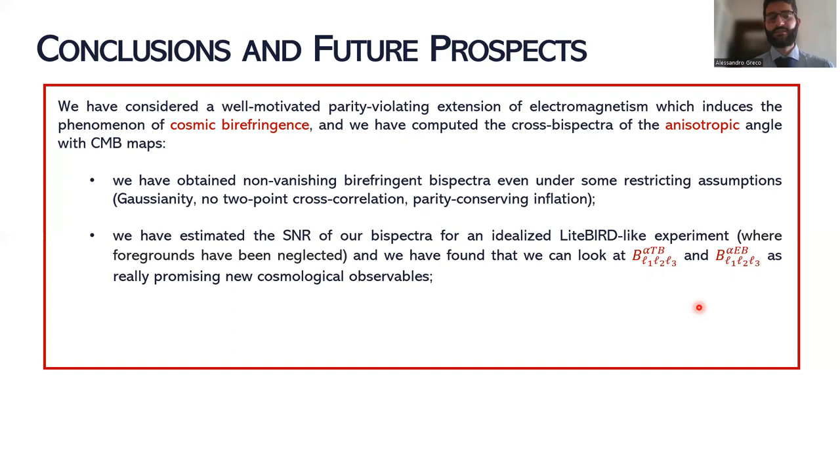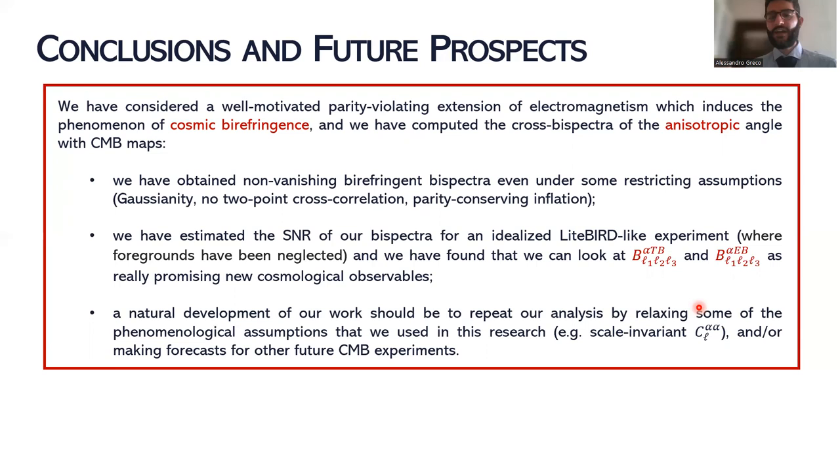And we have found that we can look at the alpha TB and alpha EB bispectra as really promising new cosmological observables. A natural development of our work should be to repeat our analysis by relaxing some of the phenomenological assumptions that we made before in this research. So a scale-invariant C_l alpha alpha can be relaxed. We can use a more interesting model, or we can make some forecasts for other future CMB experiments.